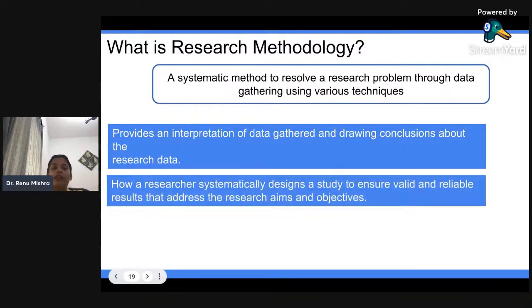Okay, so when you try to put that interpretation, that is research methodology. Another explanation for research methodology is how a researcher systematically designs a study. Because you always have research aims and research objectives with you. You are trying to understand those aims and objectives, you are trying to address a problem. How are you going to do that? With the help of a chosen research methodology.